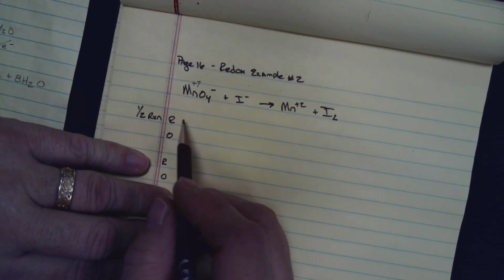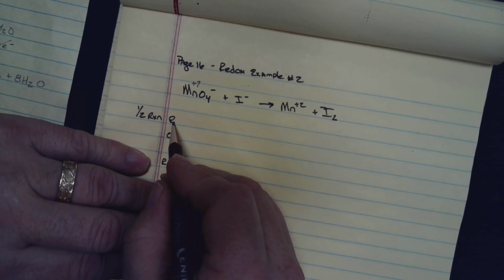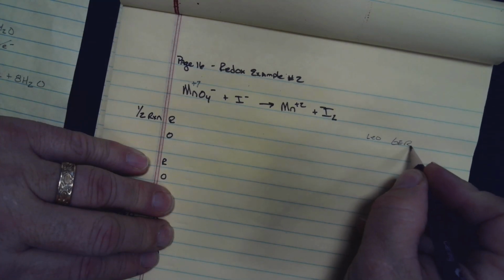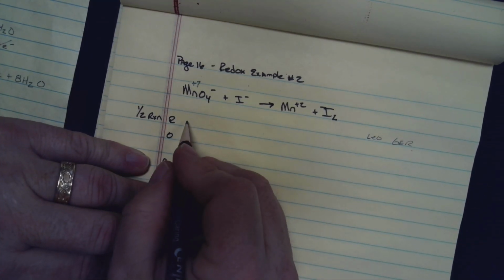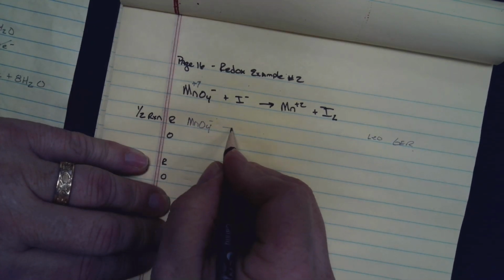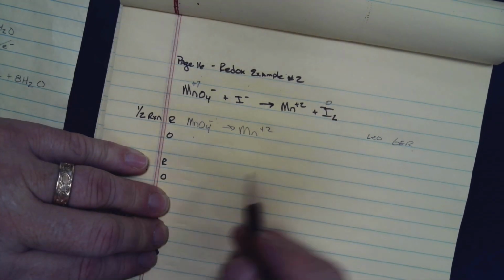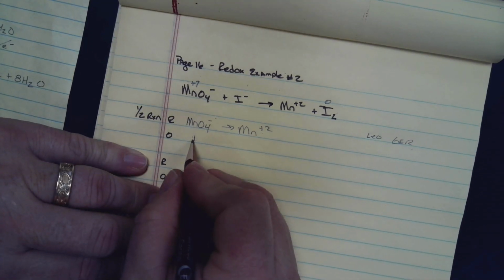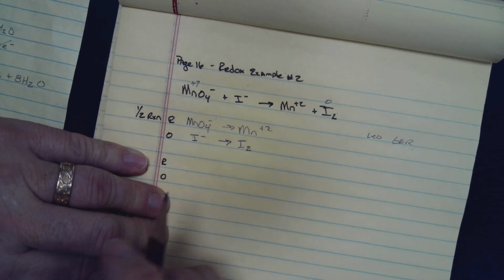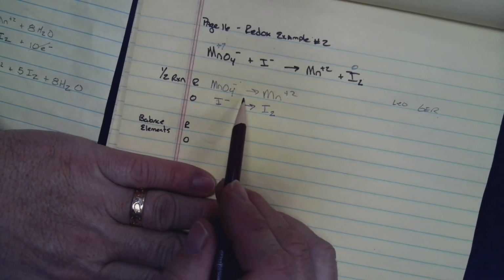My first step is to write my half reactions for reduction and oxidation. The line goes GR to keep track of which one is which. The one that has a reduction is this. And so iodine is a 0 charge when it's like that. And I've got that. Next step is I want to balance the elements.